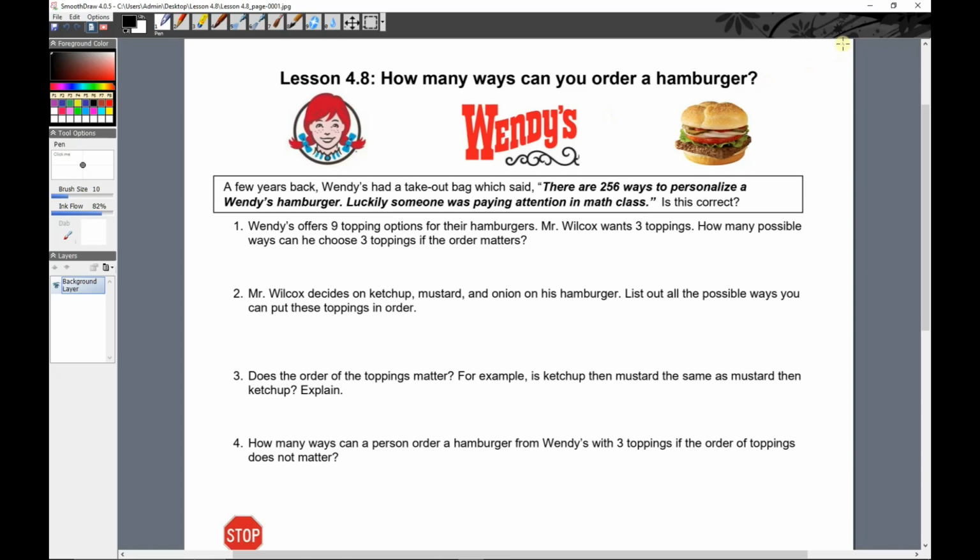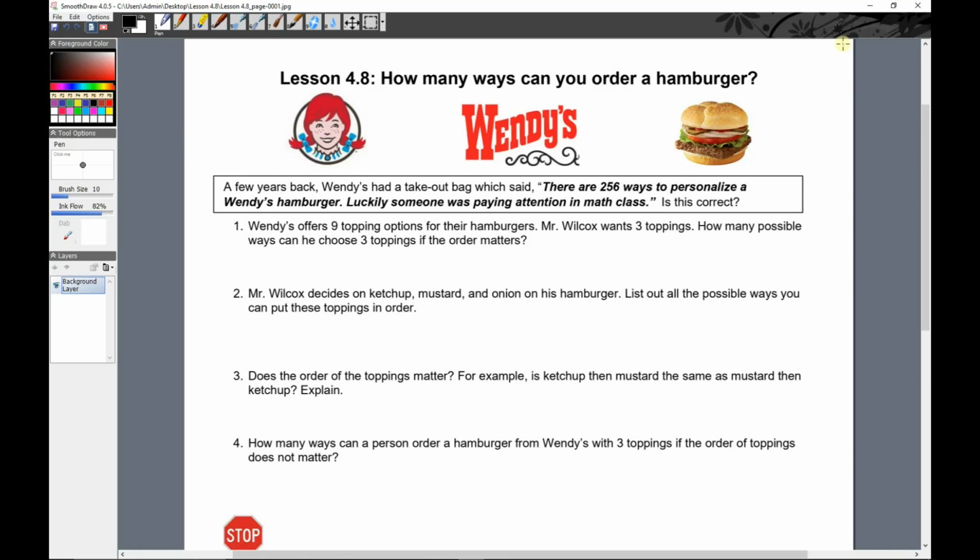Moving along, we're going to look at lesson 4.8, which concerns combinations. And we're going to use this Wendy's scenario. A few years back, Wendy's had a takeout bag which said there are 256 ways to personalize a Wendy's hamburger. Luckily, someone was paying attention in math class. Is this correct? The 256 ways. So we're going to explore that, and along the way we're going to pick up this idea of combinations.